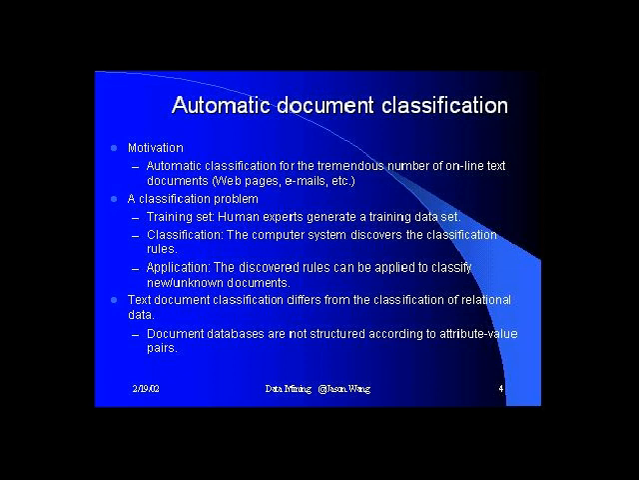So that's the whole idea. Text document classification differs from the classification of relational data. For relational data, the data type is a record or a tuple of attributes, right? You have attributes and attribute values.